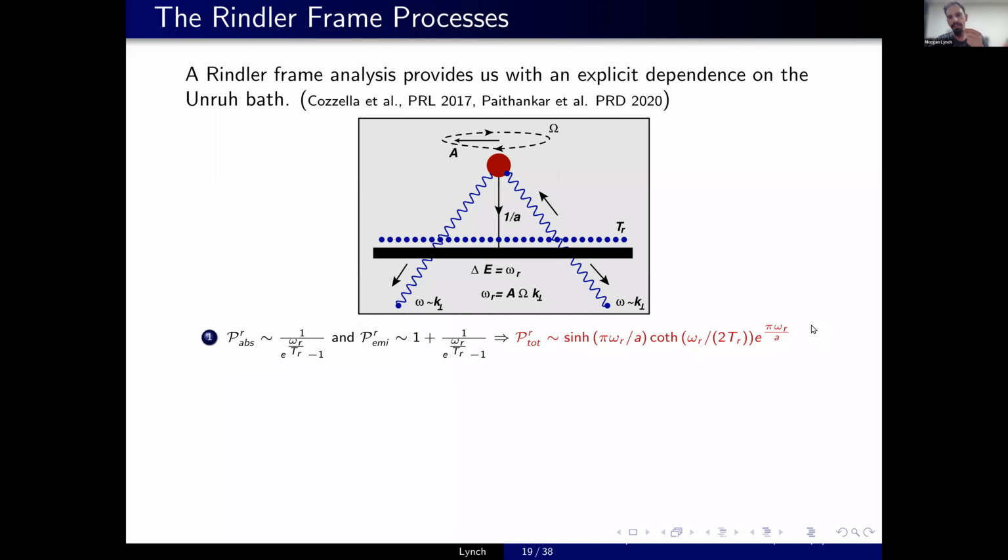Now, since these processes should be covariant descriptions of one another, this Hankel function stuff we had, this process here, right? In the Minkowski frame, we had that statement of detailed balance, right?